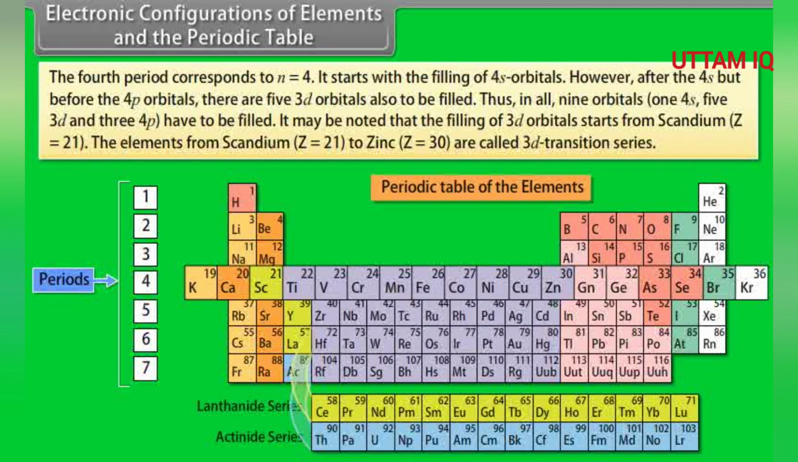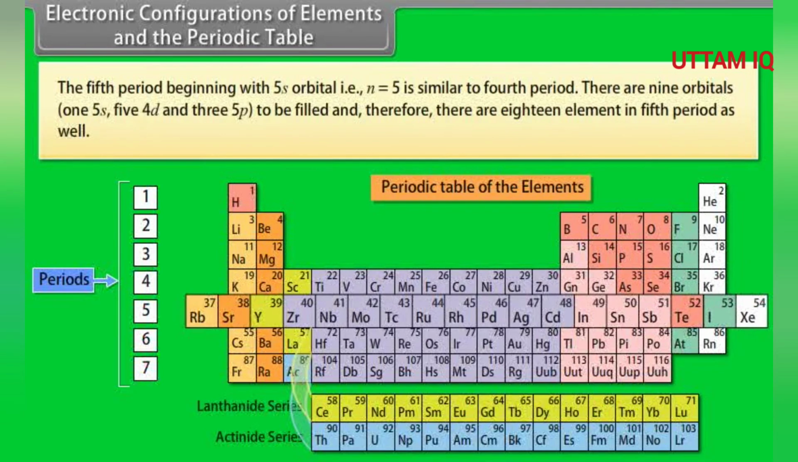3d transition series. The fifth period beginning with 5s orbital, that is, n is equal to 5, is similar to the fourth period. There are 9 orbitals, one 5s, five 4d and three 5p to be filled, and therefore there are 18 elements in the fifth period as well.